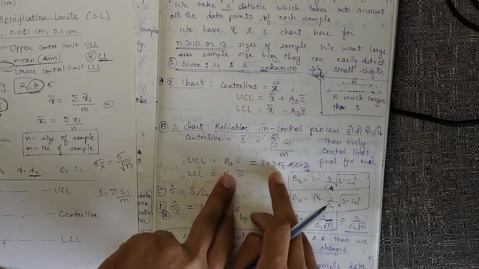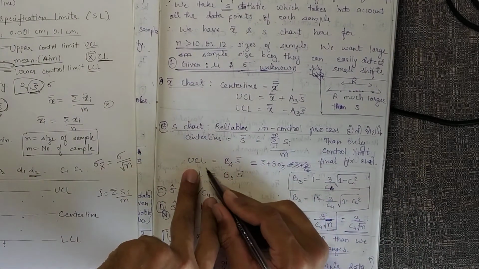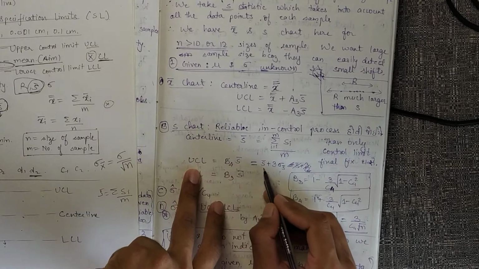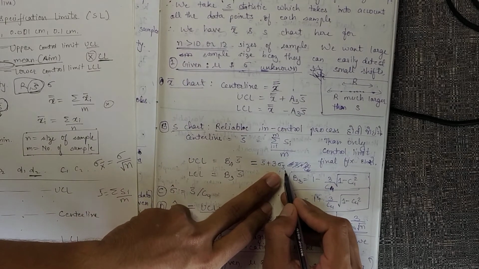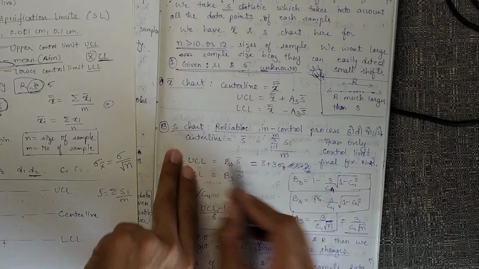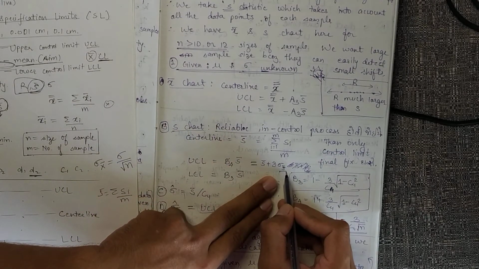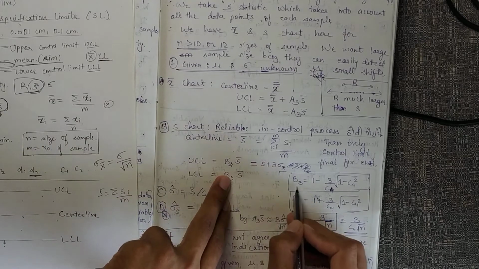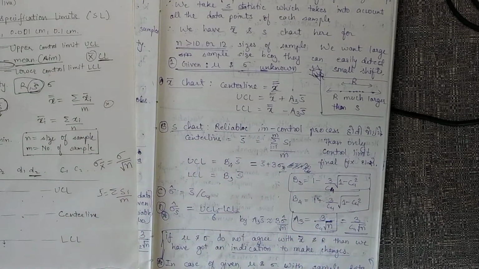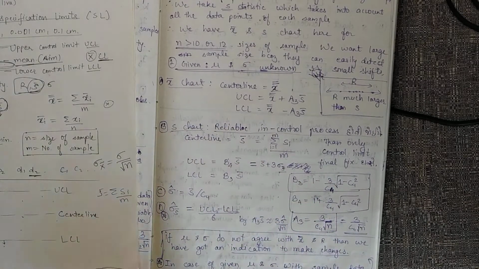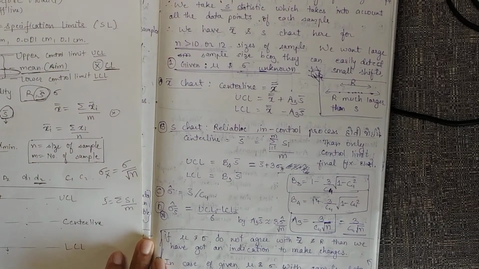Using this relation, we can again make the upper control limit equal to s bar plus 3 times sigma of s bar, because this chart is for s. That's why the standard deviation is for s bar, and we can equate these two and find the relation for B3 and B4 accordingly. So we can use this relation, but these are not required. We can directly use the chart.